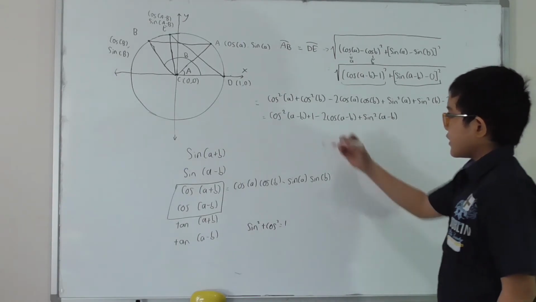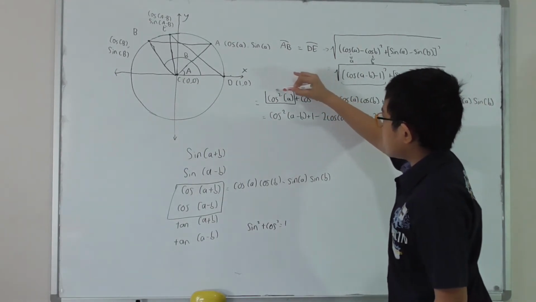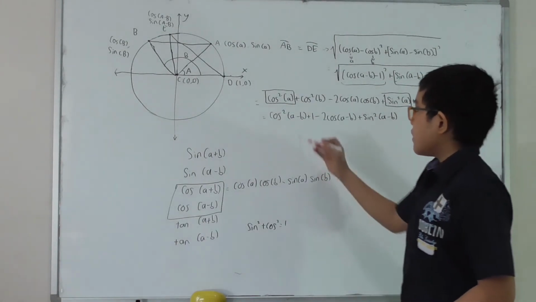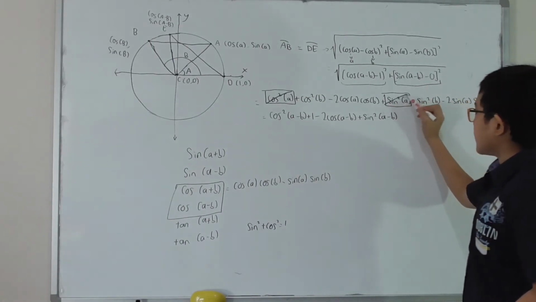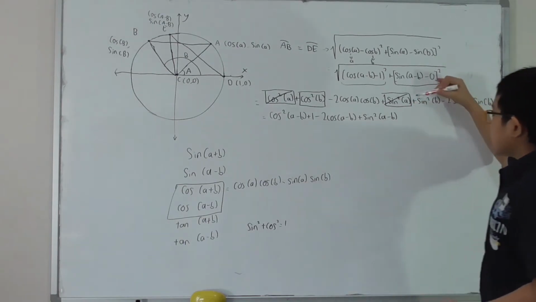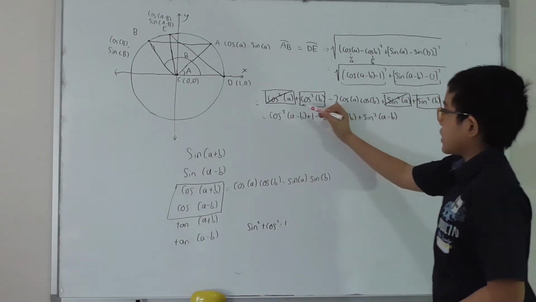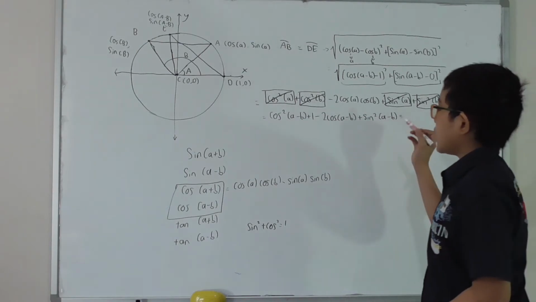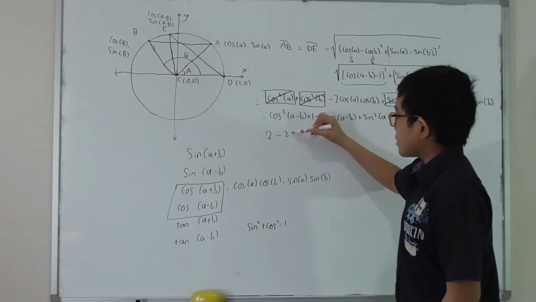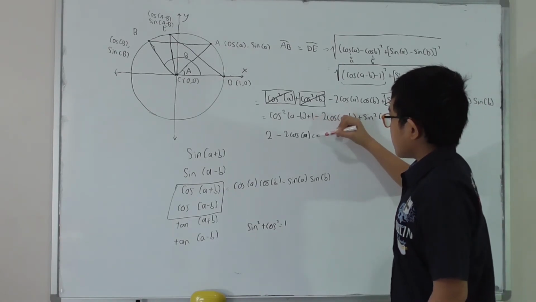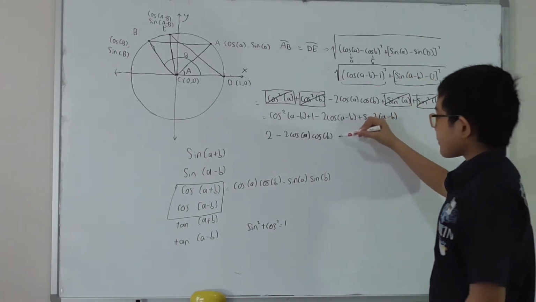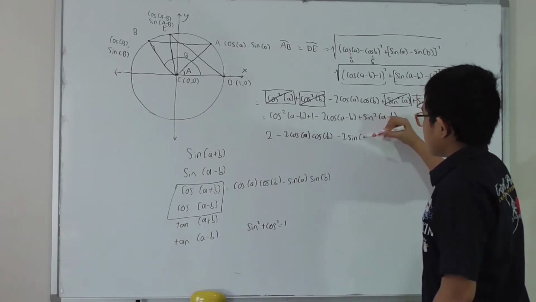And then, let's just see. First, we have cosine squared of A. We can pair it with sine squared of A, and that would be 1. So we can erase that one and erase this one. And then, cosine squared of B, we can also pair it with sine squared of B, and it's going to be cancelled out into 1. And 1 plus 1 is 2. So it's going to be 2 minus 2 cosine A cosine B, and then minus 2 sine A sine B.